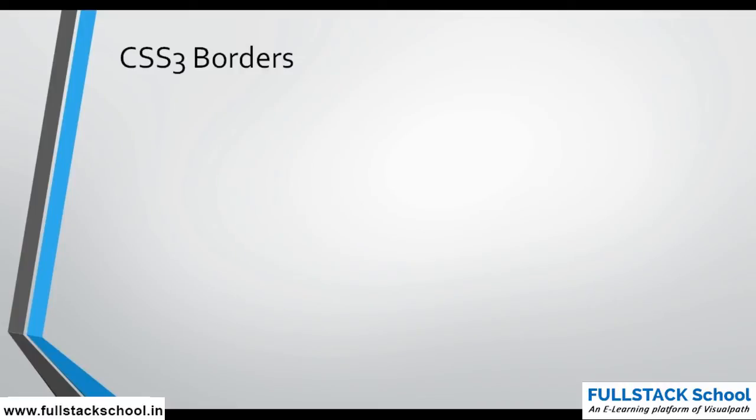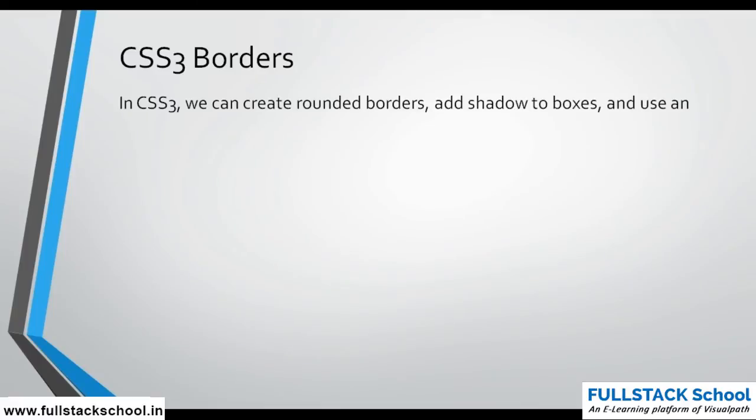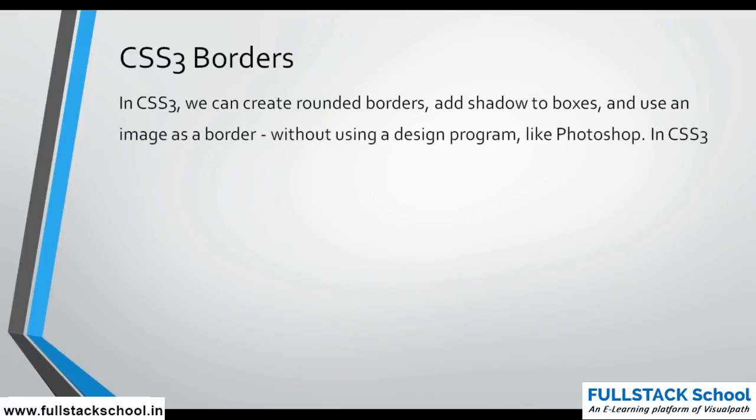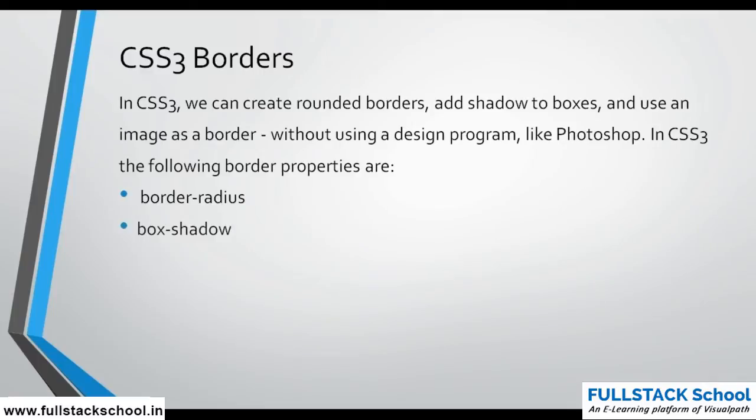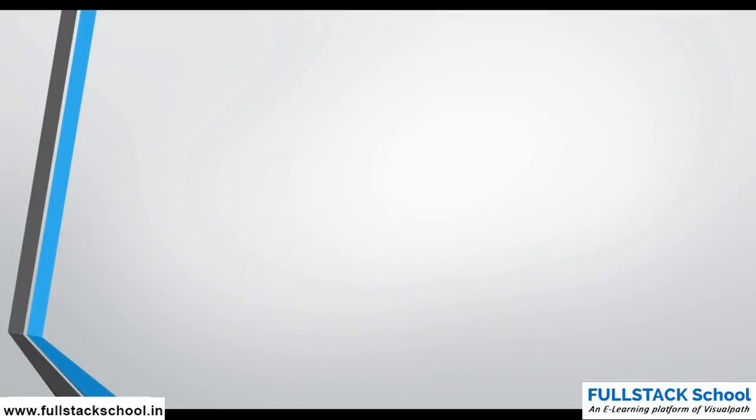Next, we have the CSS3 border feature. In CSS3, we can create rounded borders, add shadows to boxes, and use an image as a border without using a design program like Photoshop or any other design tool. In CSS3, the following border properties are border-radius, box-shadow, and border-image.